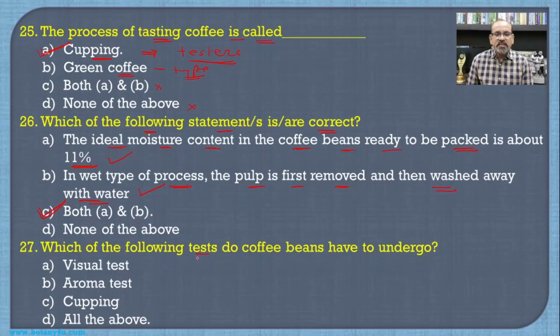Then, which one of the following tests do coffee beans have to undergo? If you see the coffee, you will find that there is a visual test because there is a specific color to the coffee. Then the aroma test, you know the very well known smell of the coffee, and the taste test, that we experience through the tongue, is known as cupping. So all these three are characteristic features of the different coffee beans, and hence all the above are the different tests with respect to coffee beans.